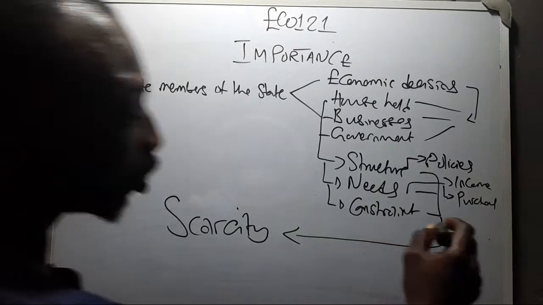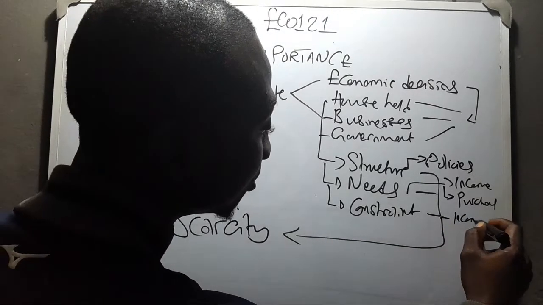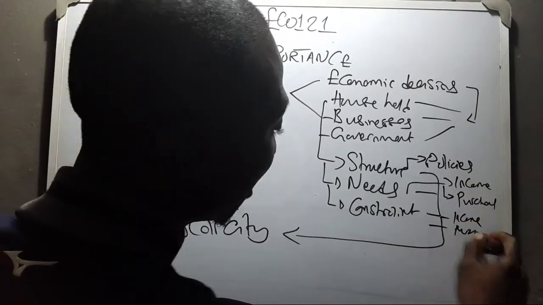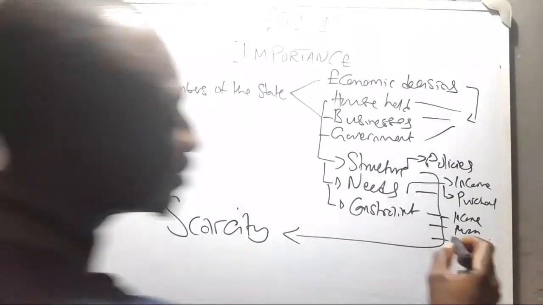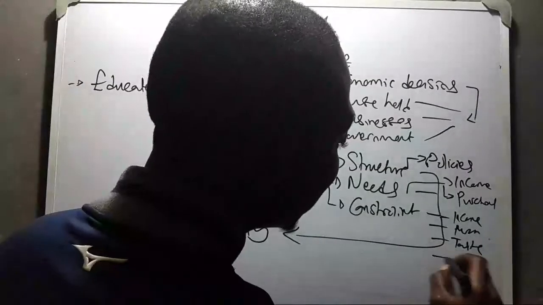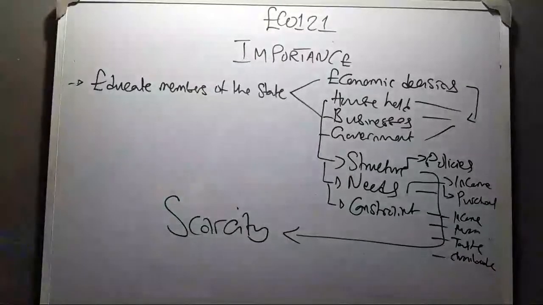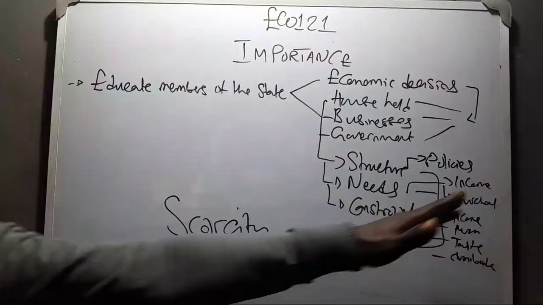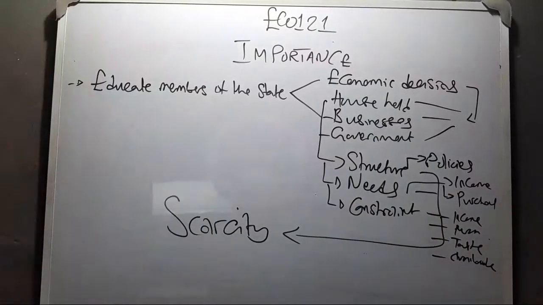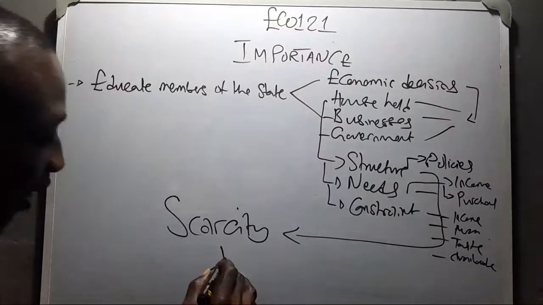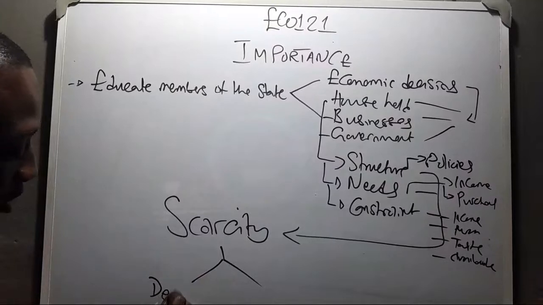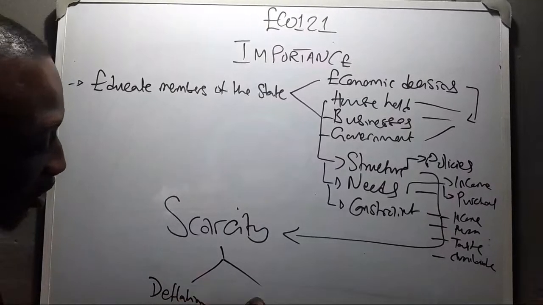And as well, constraint also has to do with income, purchasing power, taste, availability. A lot. If you keep breaking it down, we'll understand better, but there's no need to rush. We are still going into the course. We'll get to understand all these things very well. And this one now, we have deflation.